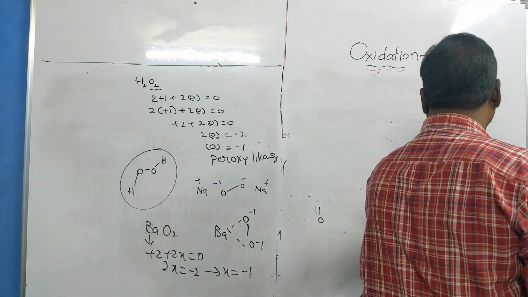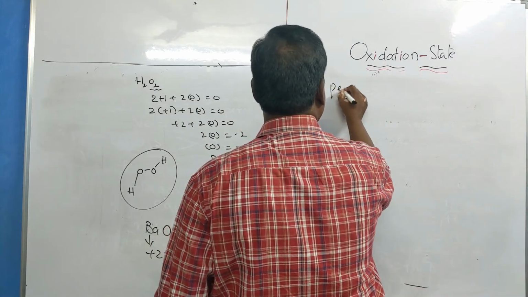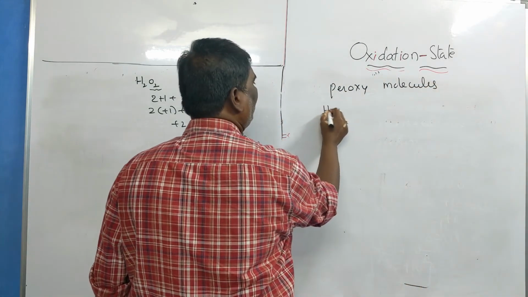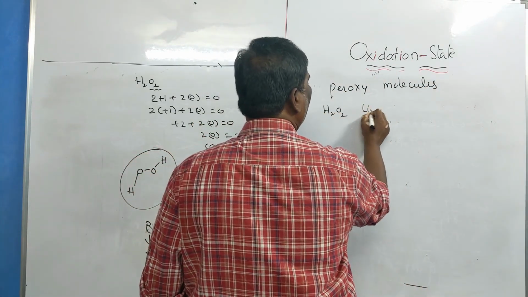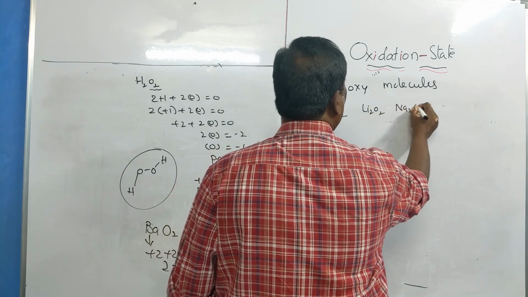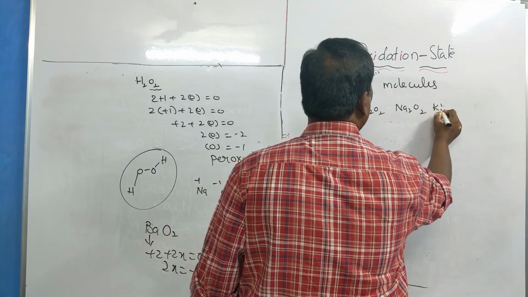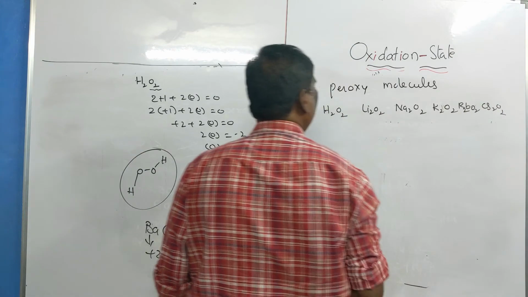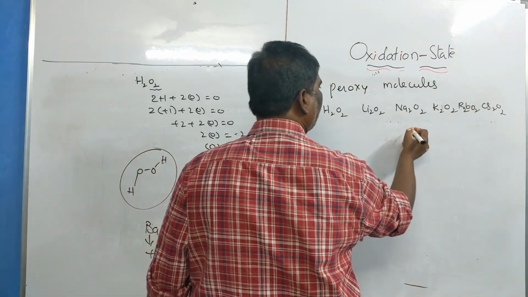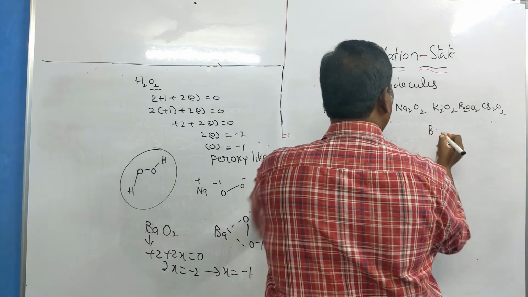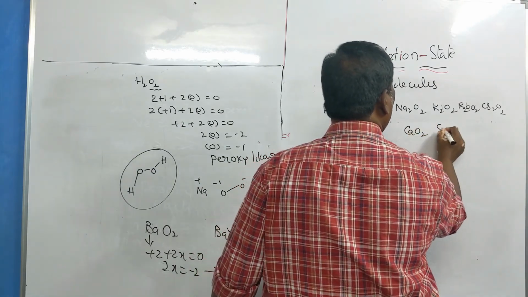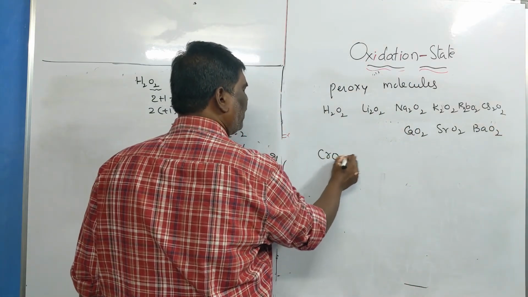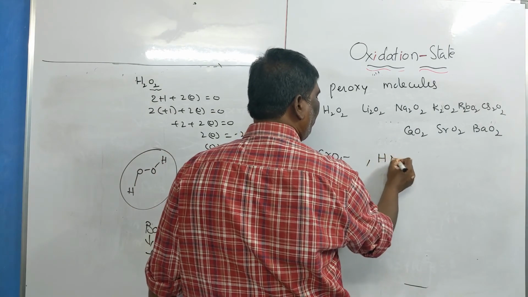Now I am giving the compounds having peroxy linkage. What are the compounds having peroxy linkage? Peroxy compounds, peroxy molecules. Hydrogen peroxide, lithium peroxide, sodium peroxide, potassium peroxide, rubidium peroxide, cesium peroxide. Similarly, barium peroxide, calcium peroxide, strontium peroxide. Some more I told you: chromium peroxide, and another one, pernitric acid.